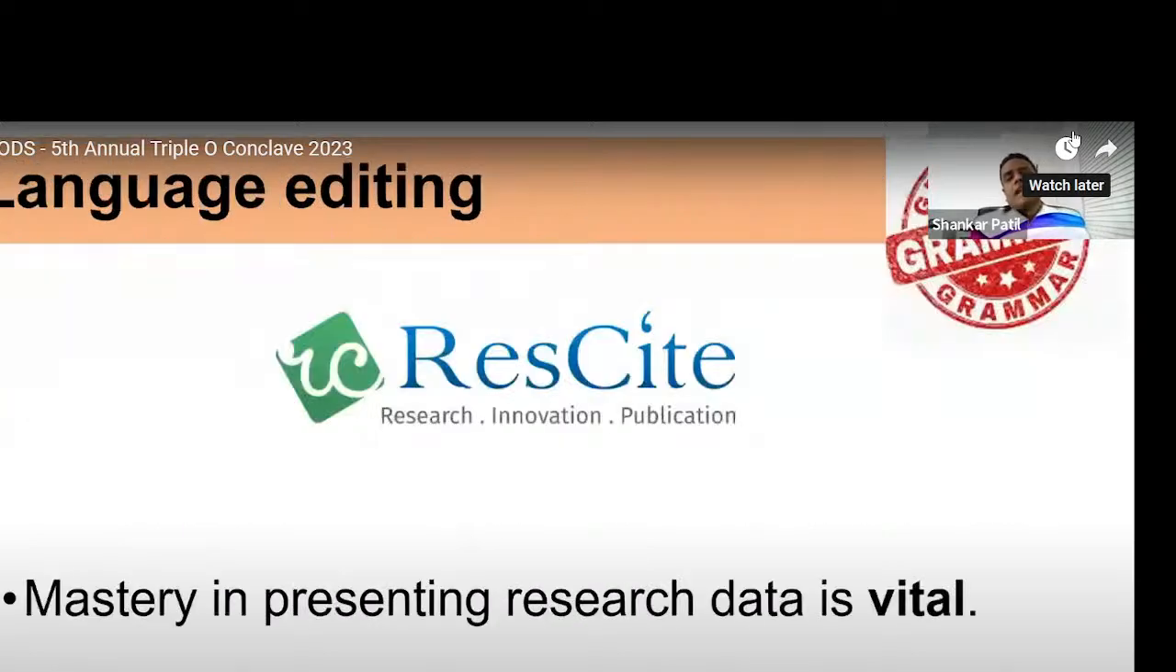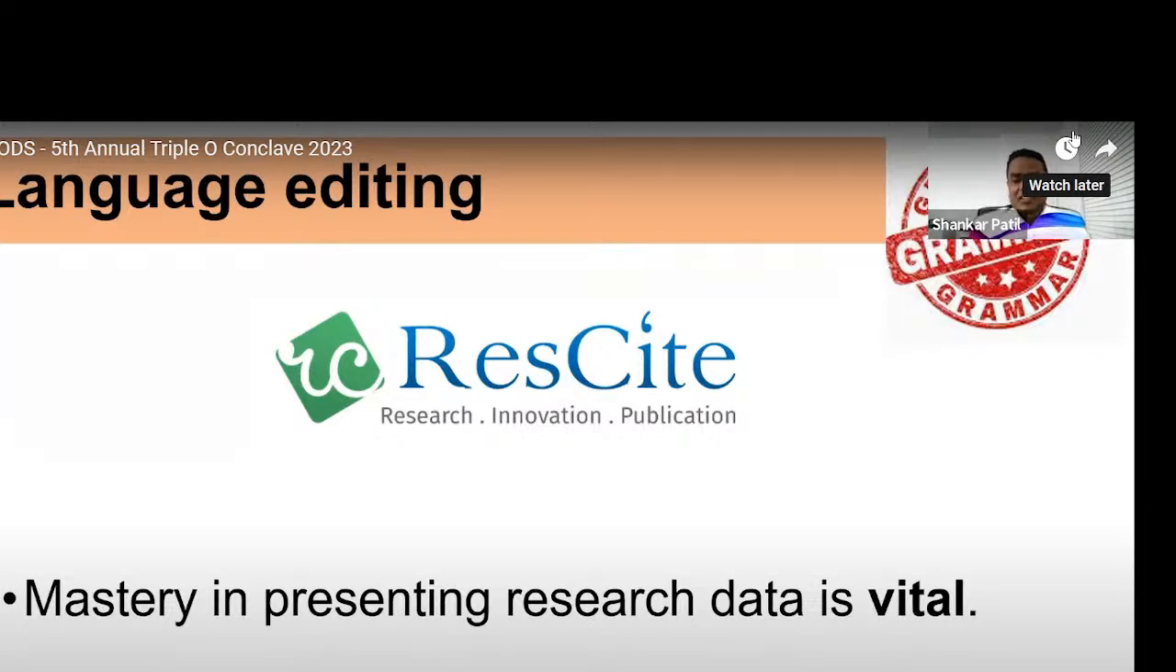Language editing is also very, very important. Before you submit the manuscript, see that you get it edited by a professional English speaker. Some journals ask for UK English, some ask for US English, right? When you submit articles in our own Asian or Indian English, the journals may not be willing to accept the manuscript. So seek the help of a professional language person who edits.